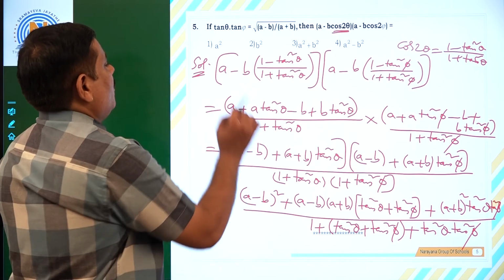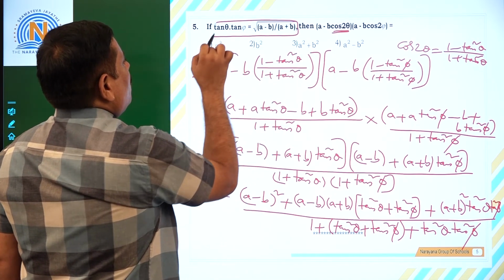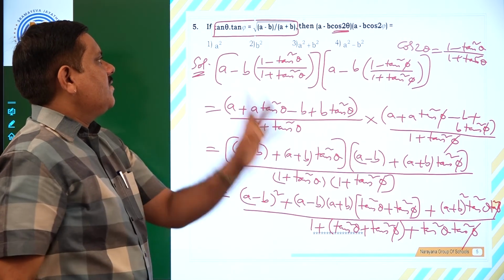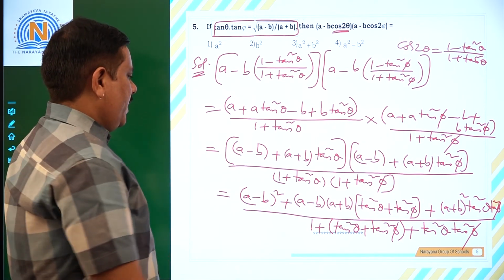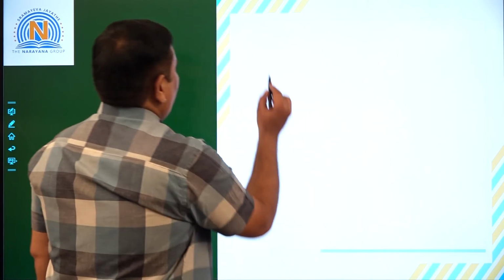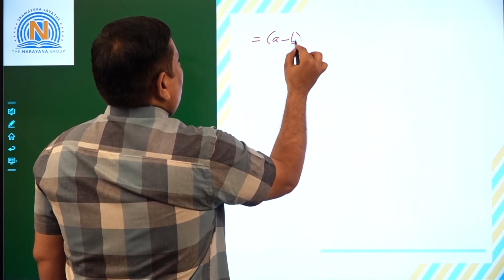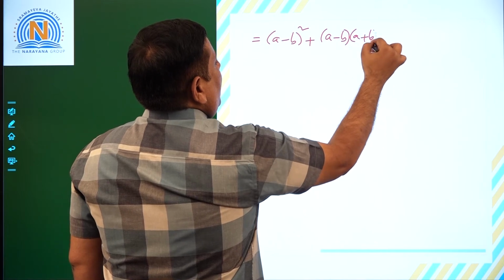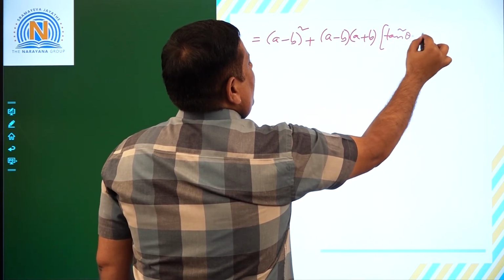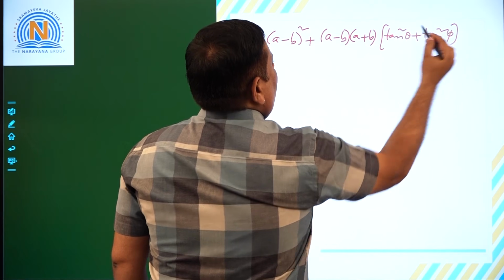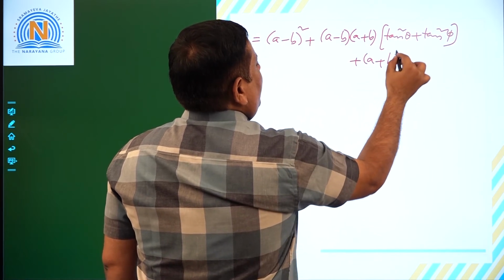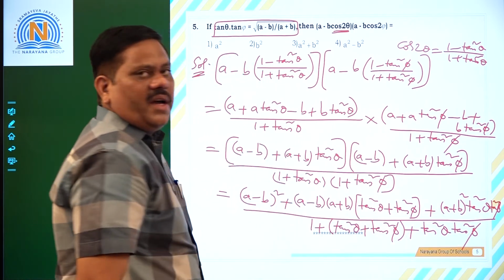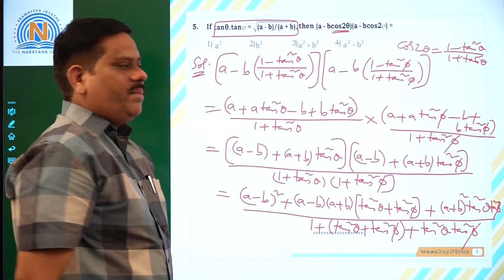What is the next step? We are given tan theta into tan phi as root over (a minus b) by (a plus b). So if I square it on both sides, tan square theta tan square phi is going to be (a minus b) by (a plus b). Now let us write it. So here we have (a minus b) whole square plus (a minus b) into (a plus b) times (tan square theta plus tan square phi) plus (a plus b) whole square times tan square theta times tan square phi. In place of that we can write (a minus b) by (a plus b).